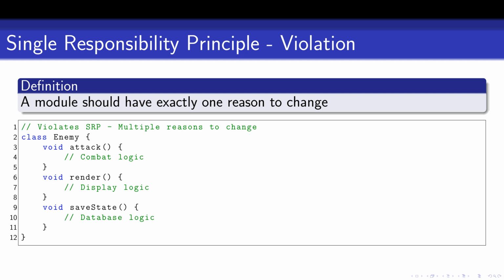The single responsibility principle states that a module should have only one reason to change. Each class should focus on a specific task, ensuring maintainability and clarity. This principle promotes modularity and reduces the complexity of future changes.